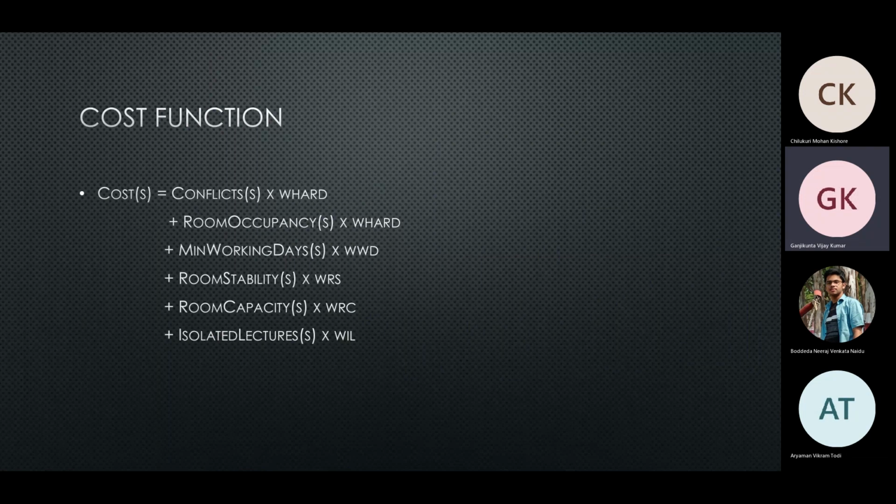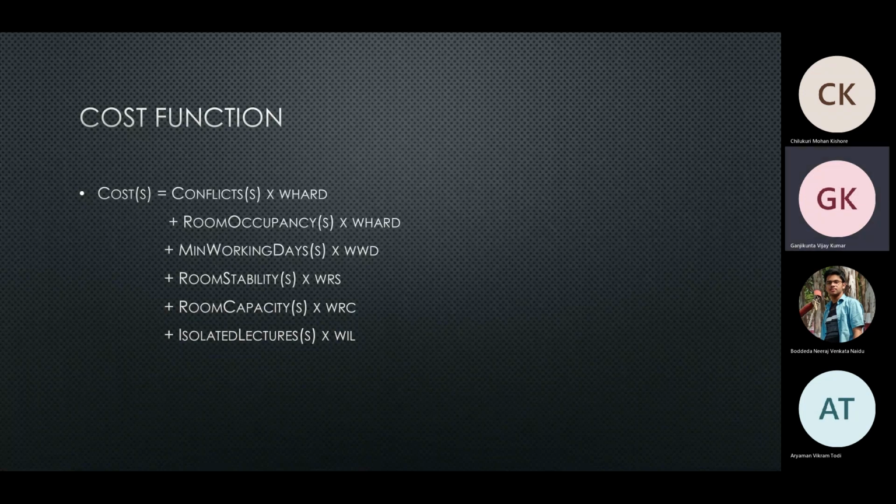Suppose conflicts are hard constraints and room occupancy is a hard constraint. We multiply them with their corresponding hard weights, and minimum working days, room stability, room capacity, and isolated lectures are soft constraints. They are multiplied with their corresponding weights. Now this is the cost function. Based on this change in the cost function, we will apply the simulated annealing algorithm.